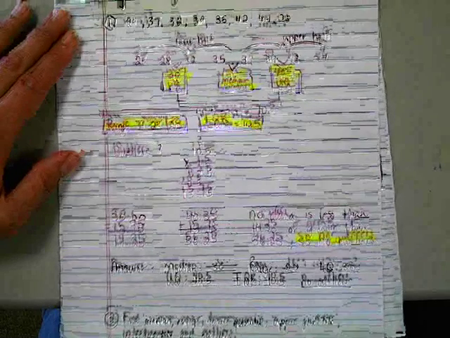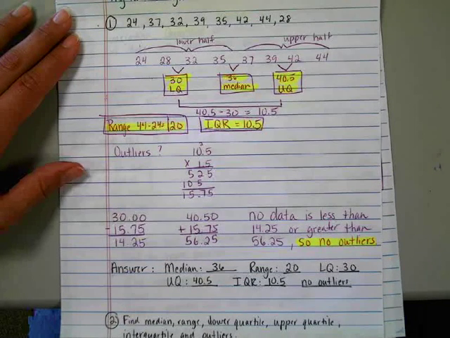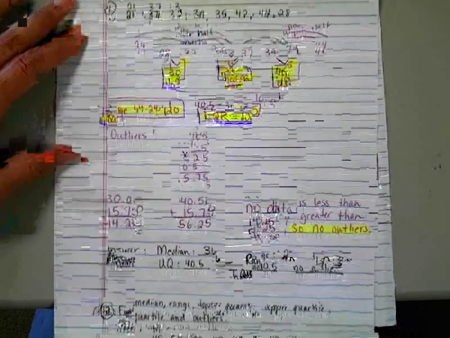So your answer should look like this. Median was 30, range was 20, lower quartile 30, upper quartile 40.5, interquartile range 10.5, and no outliers. Remember, write down any questions you may have about any of this work.